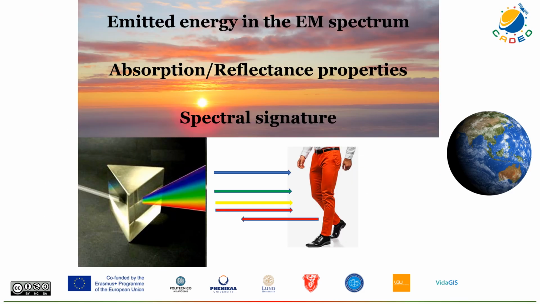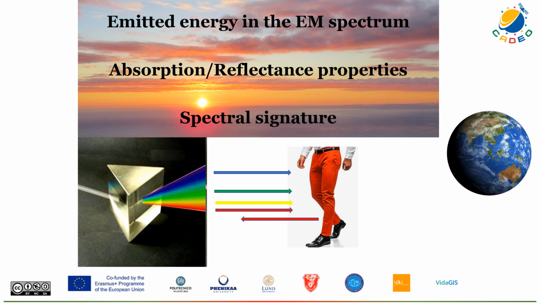So the absorption versus the reflectance properties of an object helps us to determine what kind of object we are looking at, and that is called the spectral signature. We can see the light coming into a prism that is then divided up into different colors, the different wavelengths that we have. We see the rainbow pattern here. We have the blue parts of the spectrum, the green, the yellow, and the red parts of the spectrum.